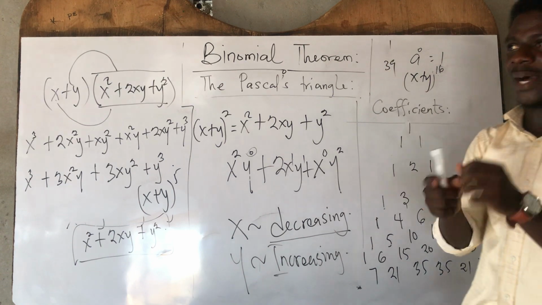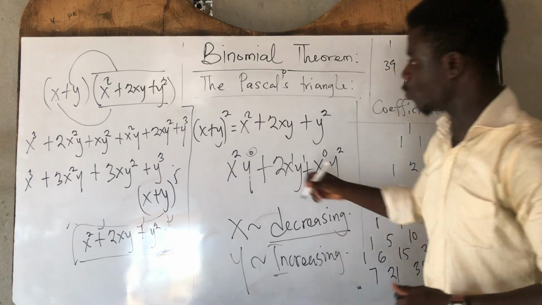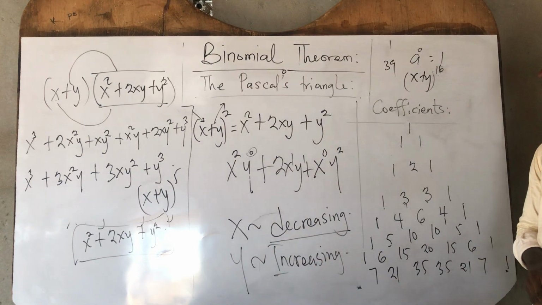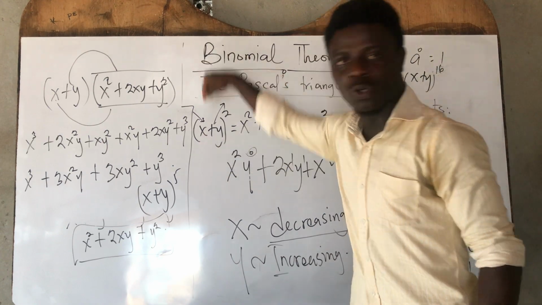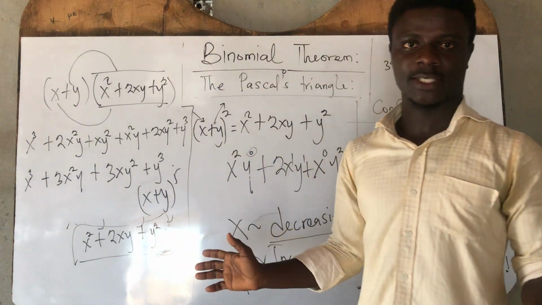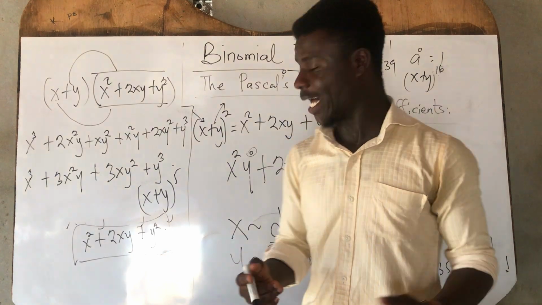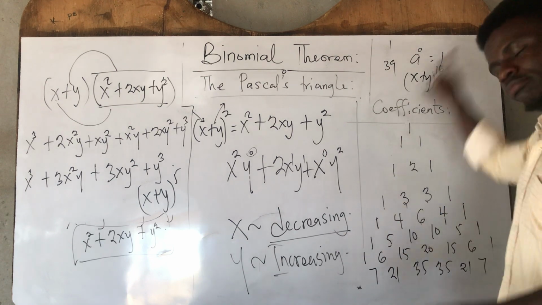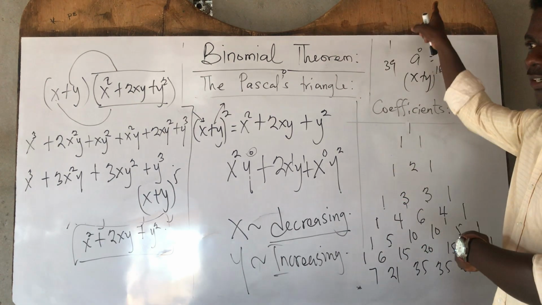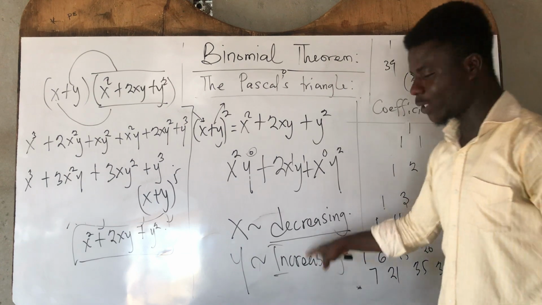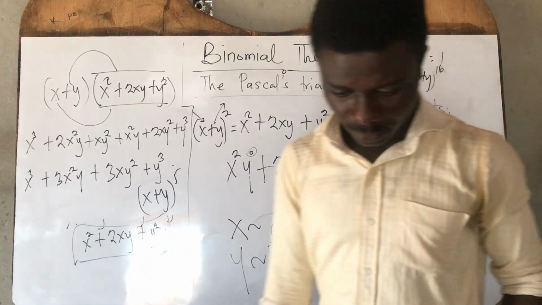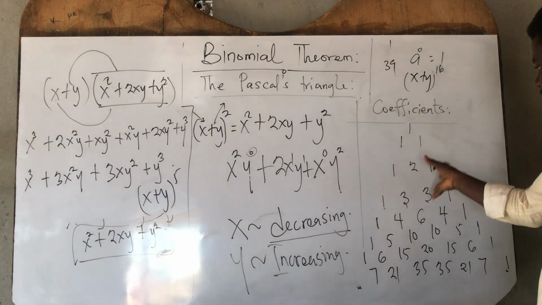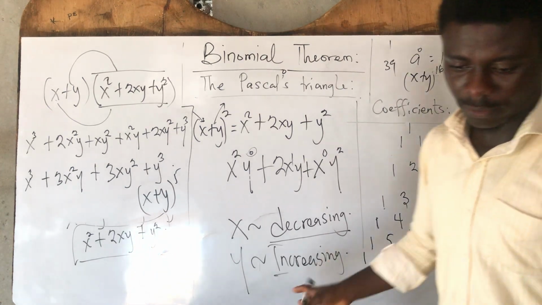So if you are using the Pascal's triangle, this is what we are going to do. So x will decrease, y will increase. So that's the arrow on top. X will decrease, y will increase. I believe you understand that. If x decreases, at the same time, y has to go up. Decreasing, increasing. So that's what we can say here. Alright, so we've said that the coefficients form a pattern known as the Pascal's triangle.